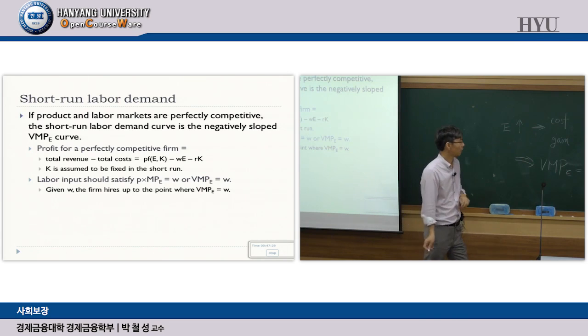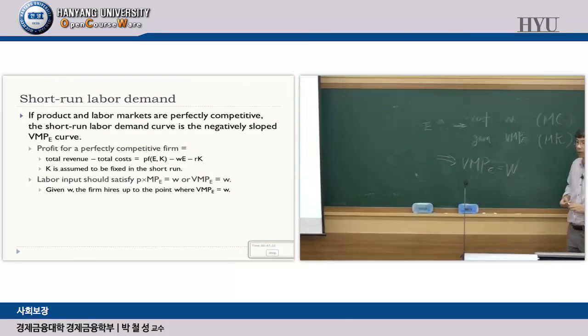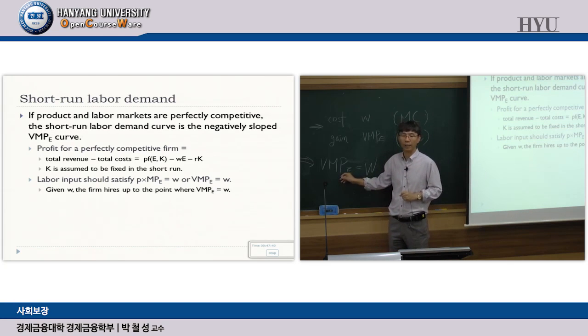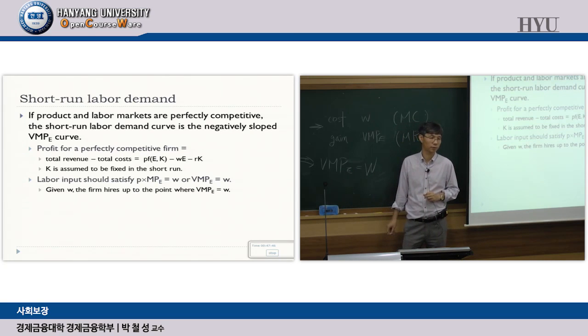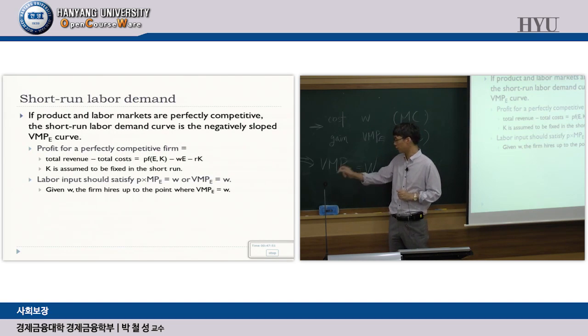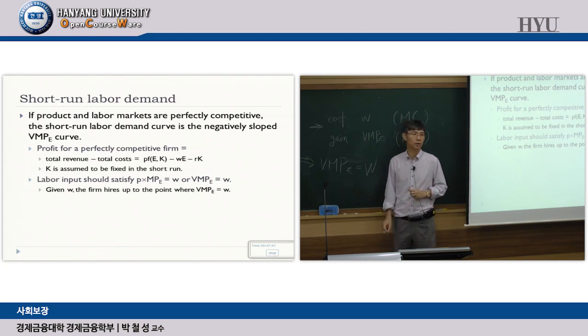So the simple rule of behavior for the firm is that if the wage rate is $10, they should pick a labor input that makes the value of marginal product of labor $10. If it's $20, you should pick a labor input that makes the value of marginal product of labor equal to $20, because your marginal product of labor depends on how much labor input you have. You increase labor input, it's going to be smaller. You decrease labor input, it's going to be higher.